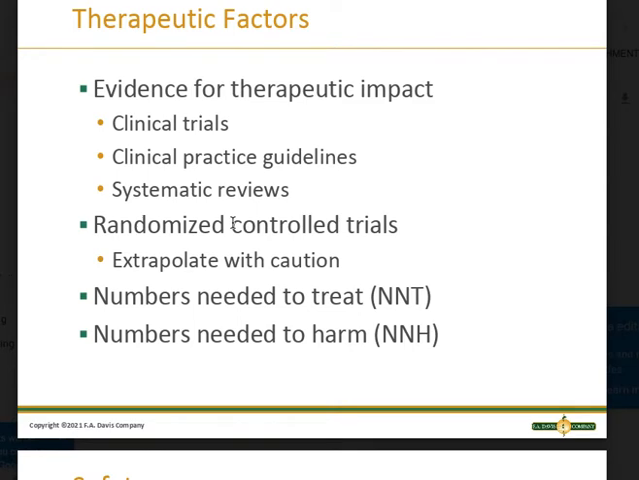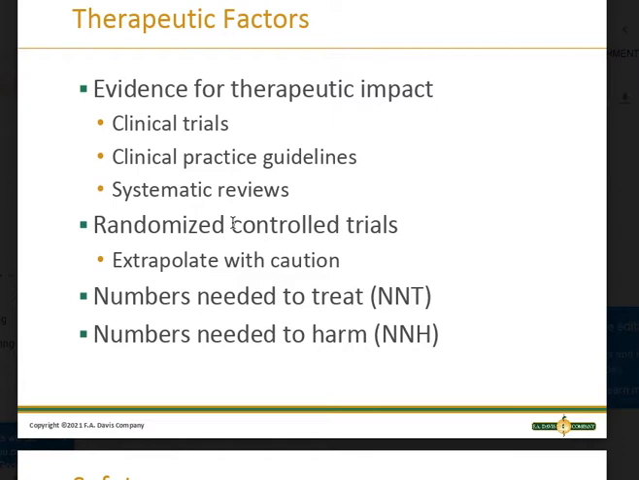Therapeutic factors. What kind of evidence for therapeutic impact will there be? Clinical trials, guidelines, systematic reviews, randomized controlled trials. The two big things you'll see are the number needed to treat and the number needed to harm. Very simply, number needed to treat is how many patients do I have to treat to get the positive outcome or prevent the negative outcome in the trial.